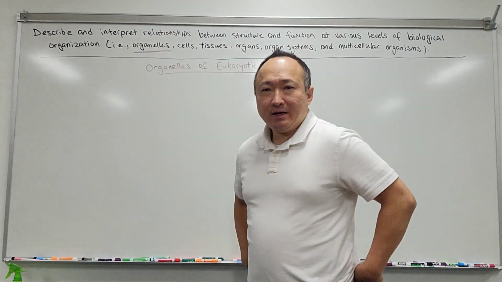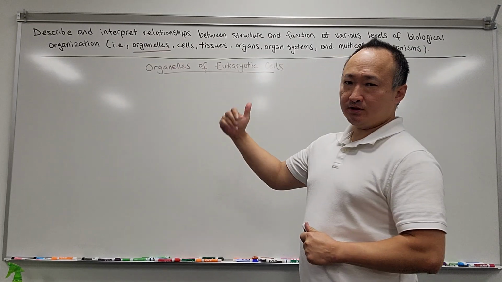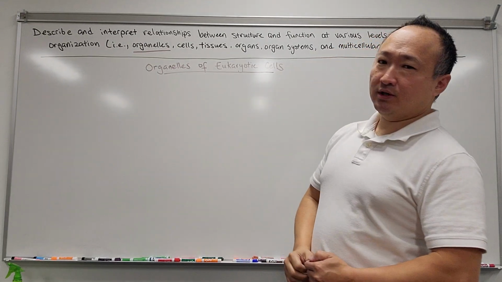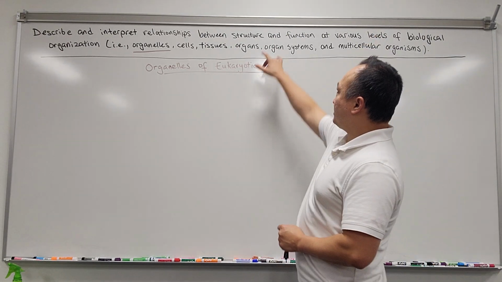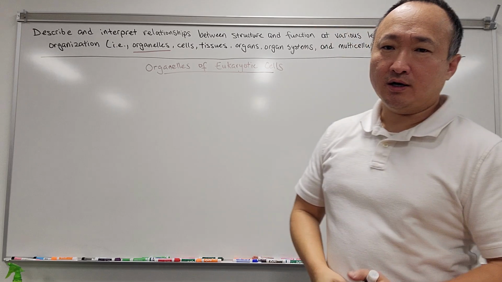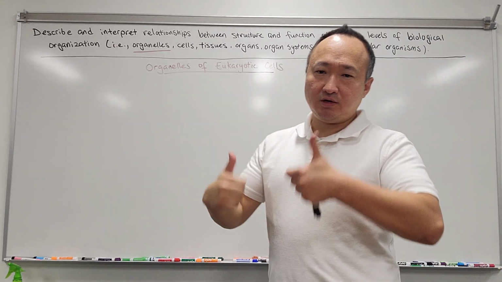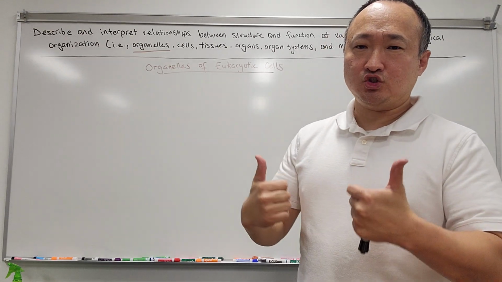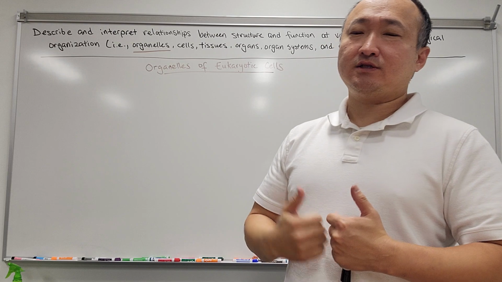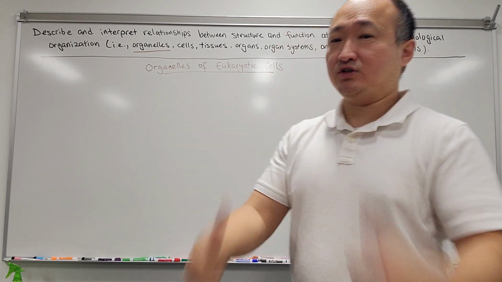All right, so here we are at topic number 3 on our Keystone list. It's a bit wordy, but let's read it. Describe and interpret relationships between structure and function. You're going to see that a lot in bio. Structure referring to what it looks like, the appearance, and function referring to what it does, its job. And so those two are always related. The reason something looks the way it does is because it has a specific job.